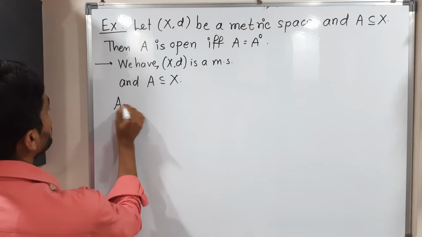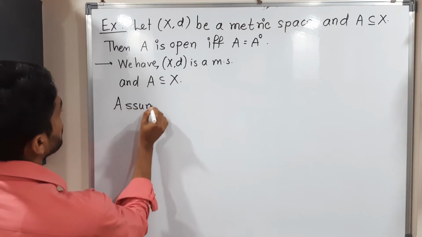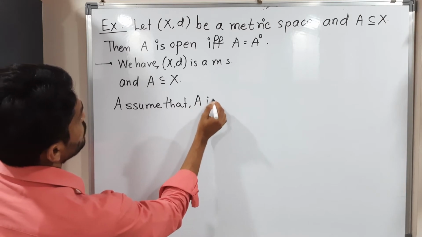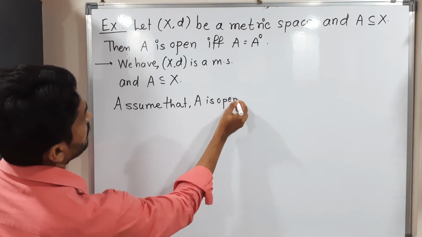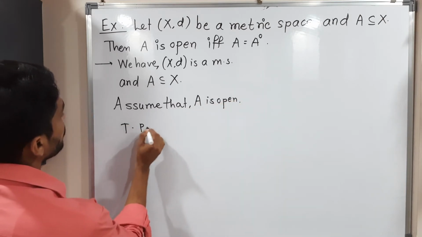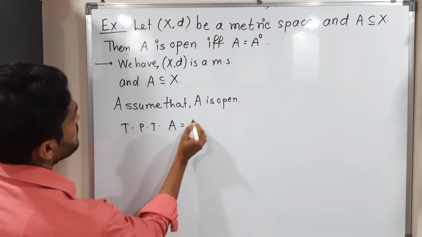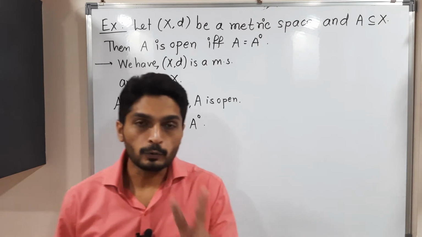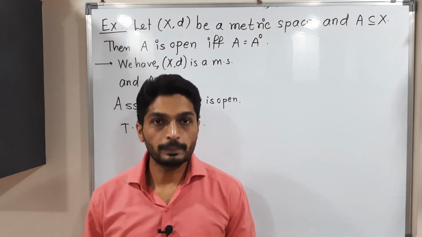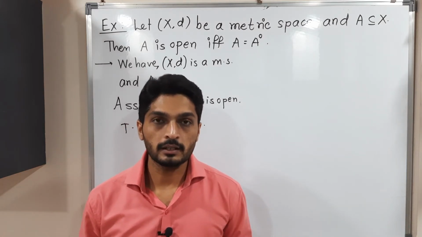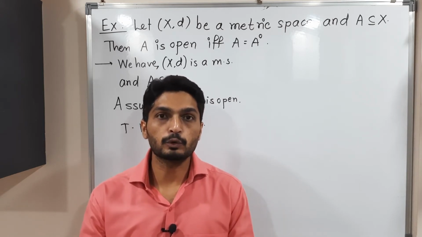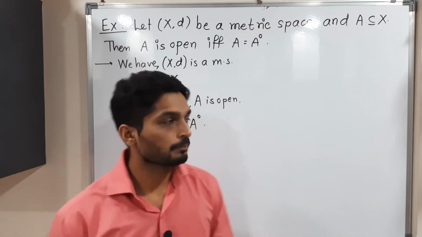So assume that A is open, and we have to prove that A is equal to A interior. See how to prove two sets are equal. We prove one set is a subset of the second. After that we prove the second set is a subset of the first. Then we can declare both of them are equal, right?